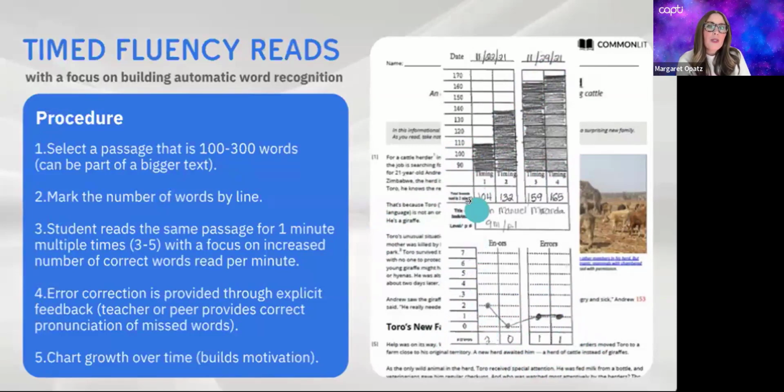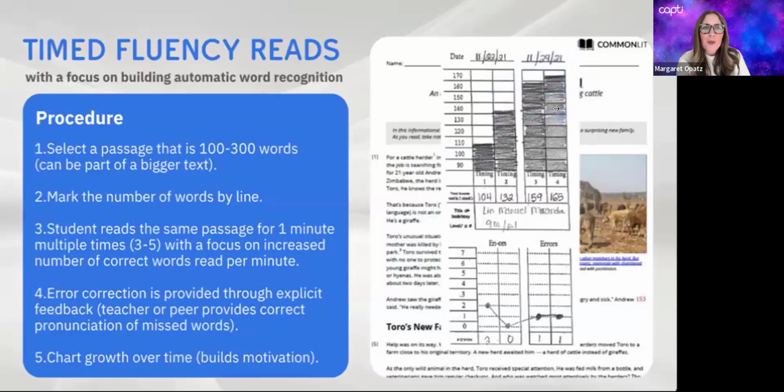It is important to use a chart, and especially for older students who can do this independently, I think this can be really helpful in terms of motivating, like, whoa, look where you started, and look how much more you read after you read it a couple of times.